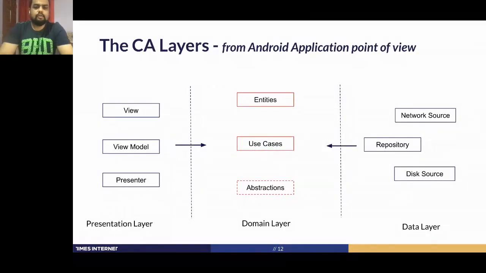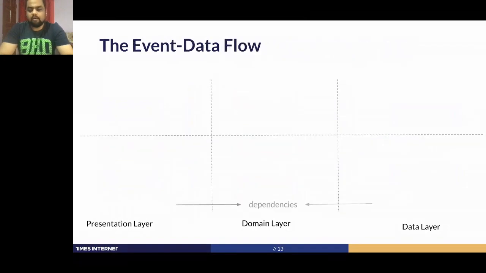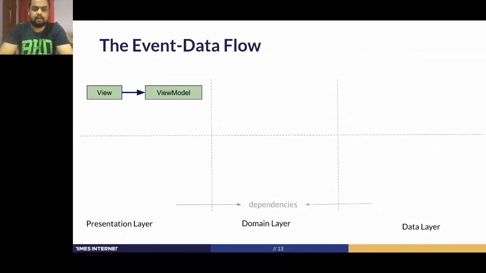Now, coming back to the Android application point of view. Let's see how the event and the data flow in the application that we have just defined. Of course, there is a view. By view, we can say it's an activity or a fragment or a simple view. The view will pass an event to the view model.